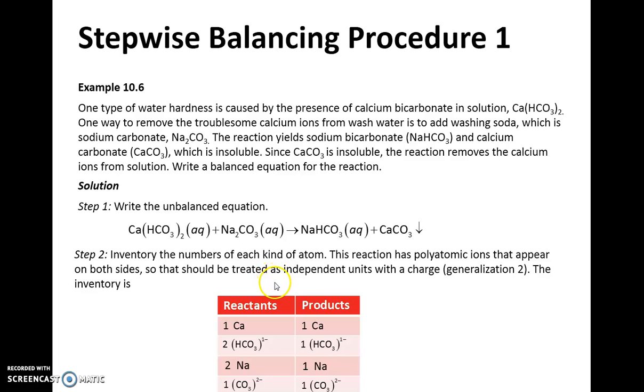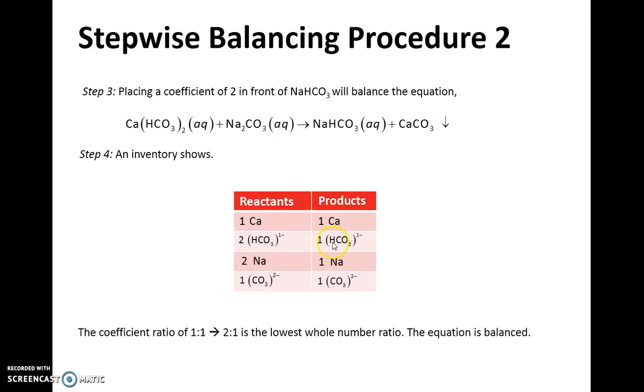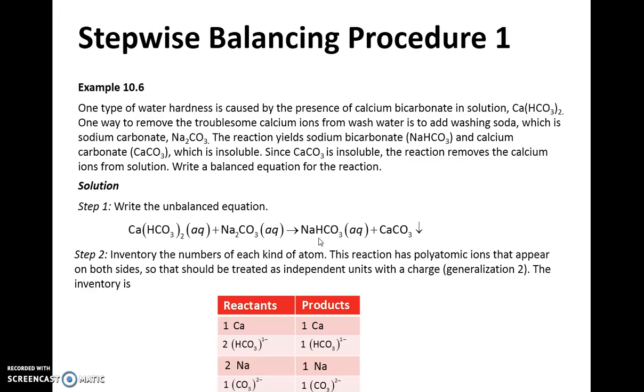Alright, so stepwise balancing procedure. The way they do this is they have you create an inventory of what's going on, and you use that inventory to figure out how you need to change the reactants and the products. Okay, so first you're going to write the unbalanced equation.